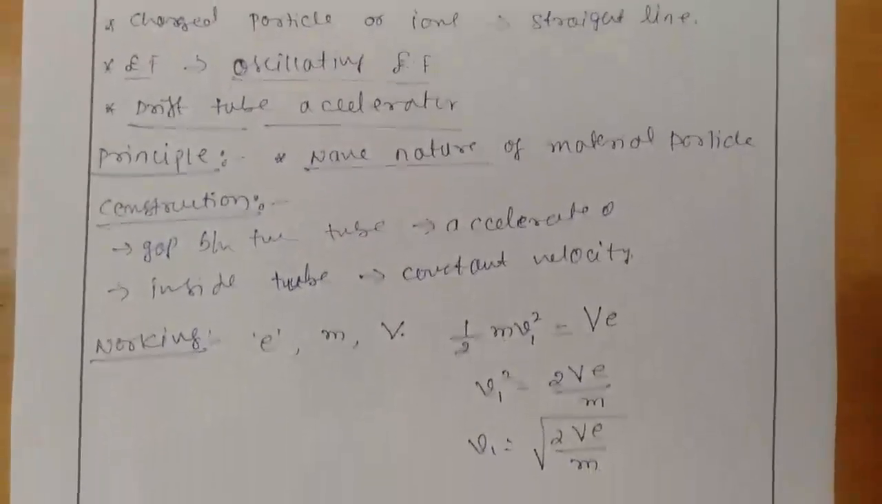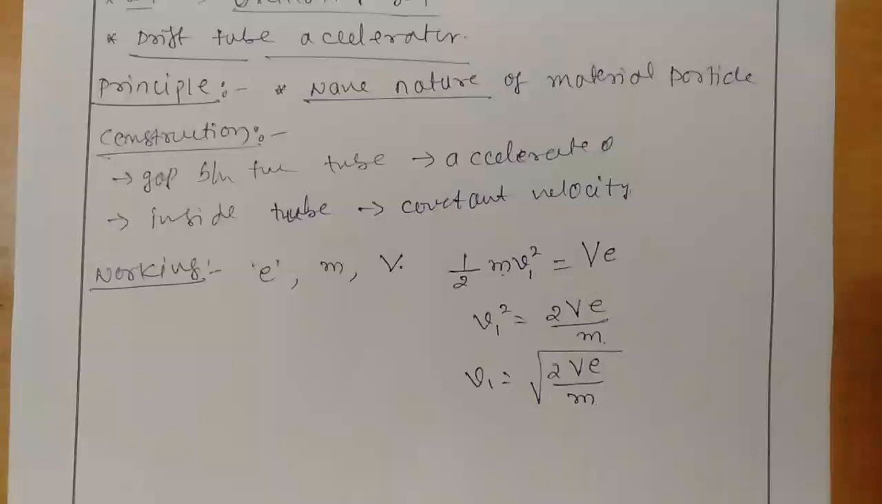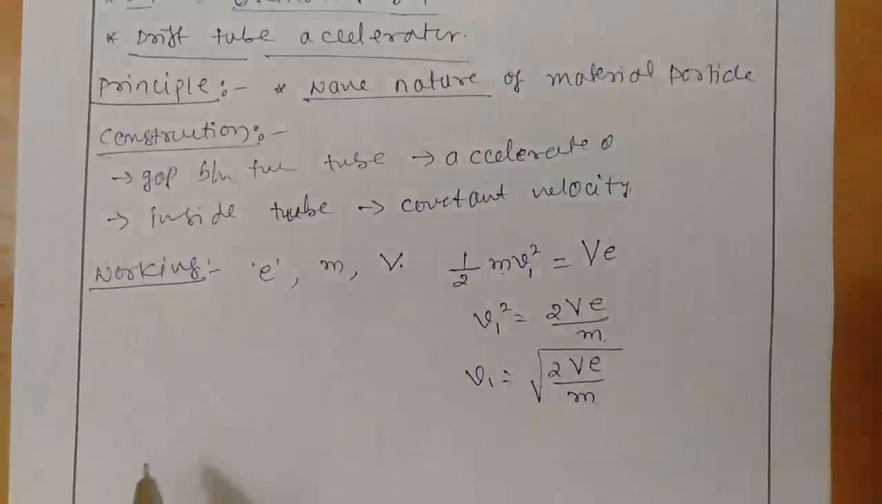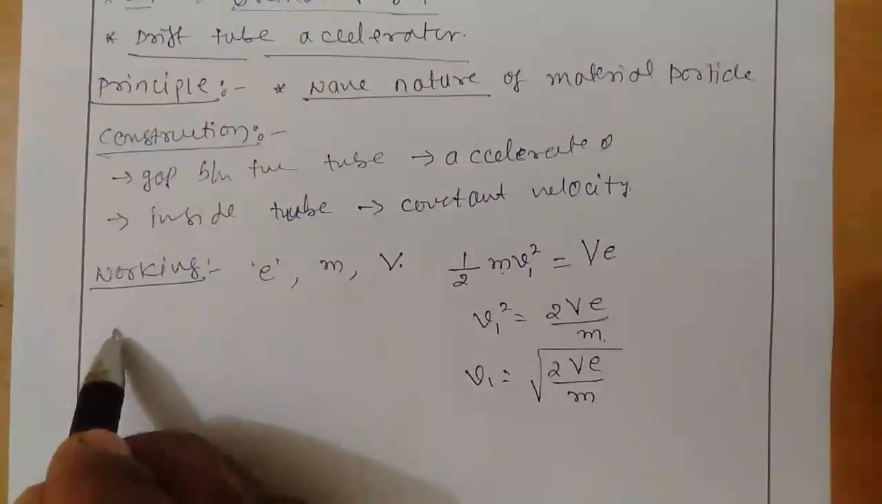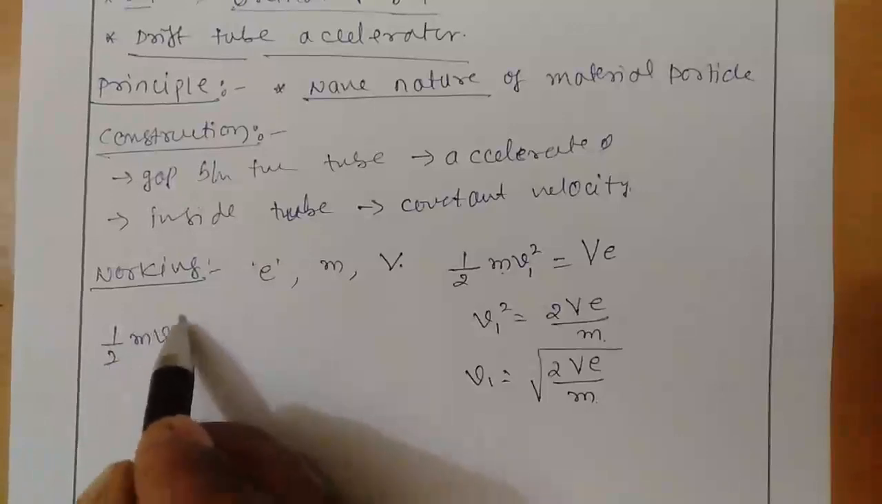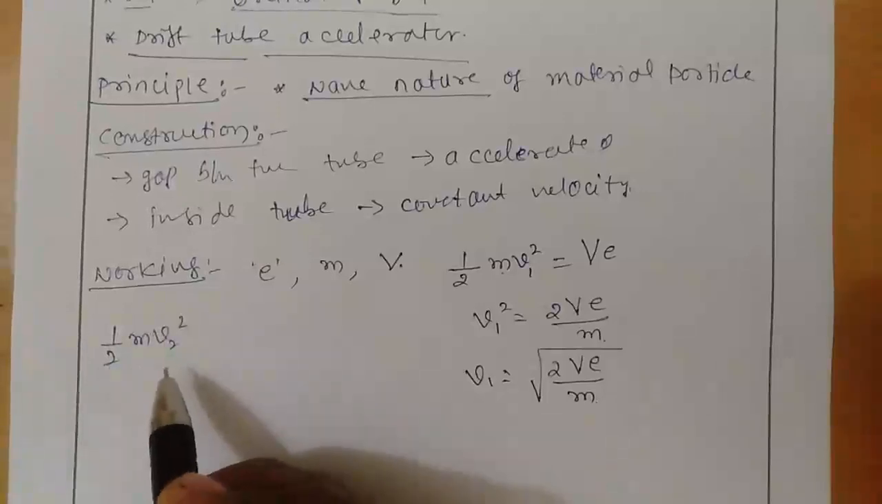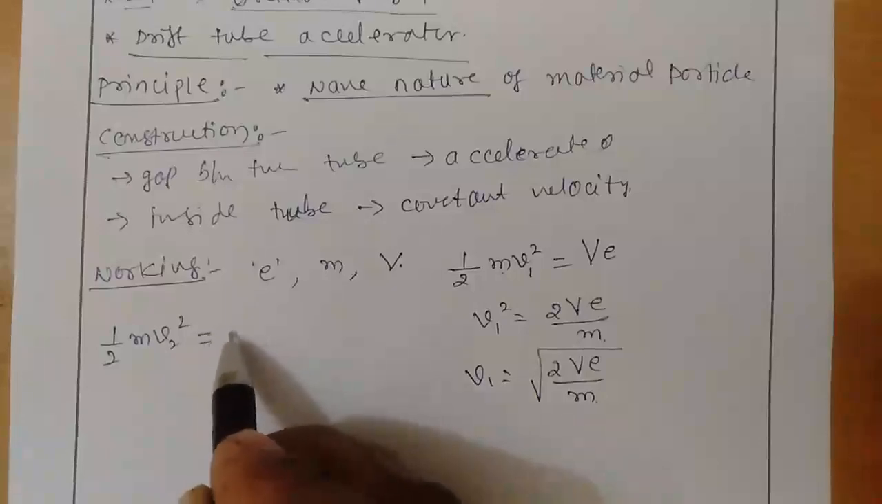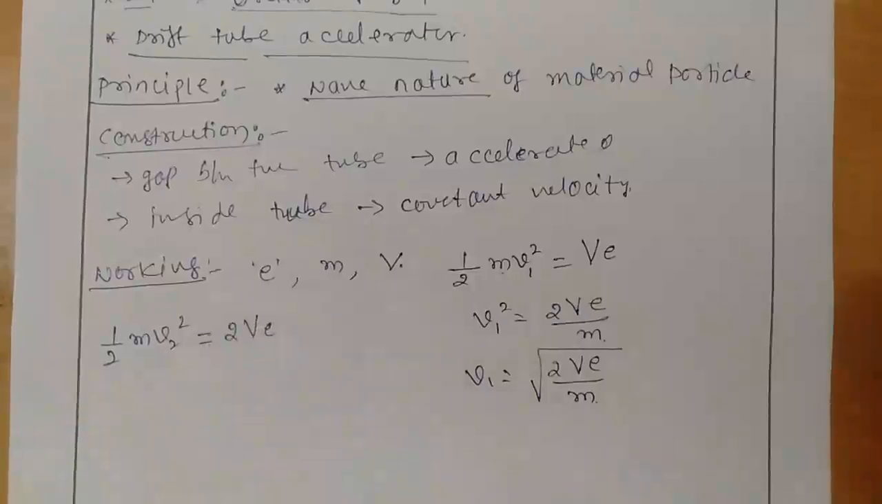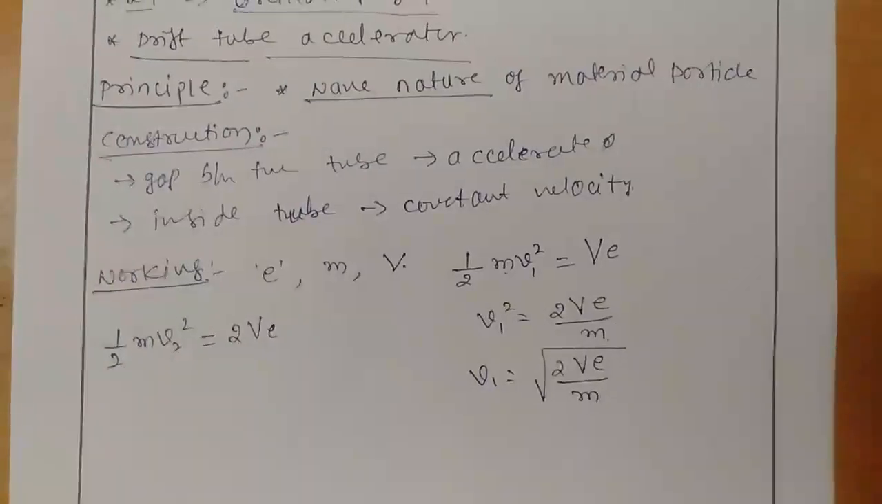Now the positive charge is again accelerated between the space of tube 1 and tube 2. Here in the second tube, half m v2 squared, where v2 is the velocity of the charged particle in the second tube, will be equal to twice the initial potential energy. This is a condition such that the frequency of the oscillator and the motion of this charged particle inside the tube are adjusted so that the kinetic energy is equal to the applied potential.